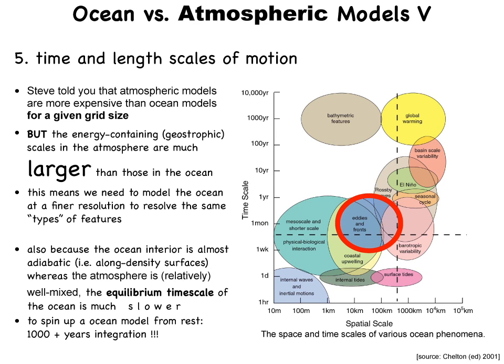Also, because the ocean interior is pretty much adiabatic, and Paul talked a little bit about this, what this means is that the flow tends to follow along density surfaces, compared to the atmosphere, which is relatively well mixed. This means that the equilibrium timescales of the ocean are much slower than that of the atmosphere. So if you want to spin up an ocean model from rest, it actually takes you thousands of years to get the deep ocean into equilibrium, which is much longer than an atmospheric model, which is much faster to equilibrate.